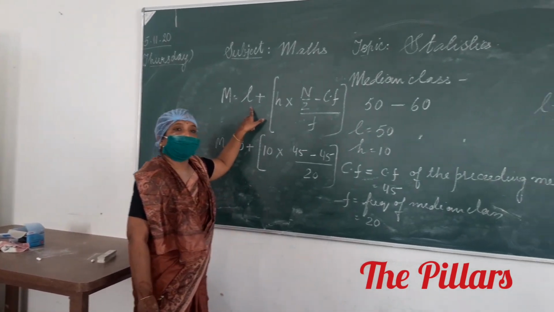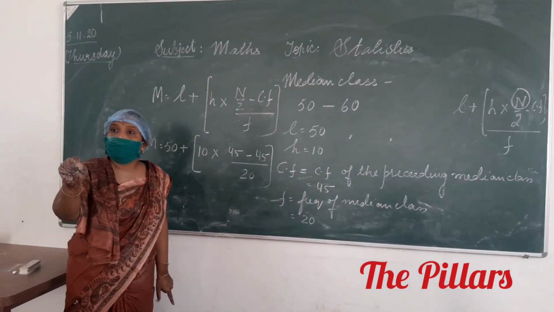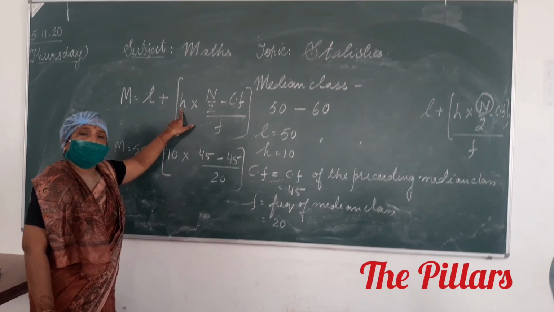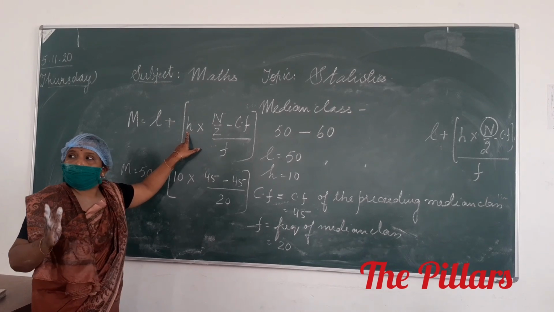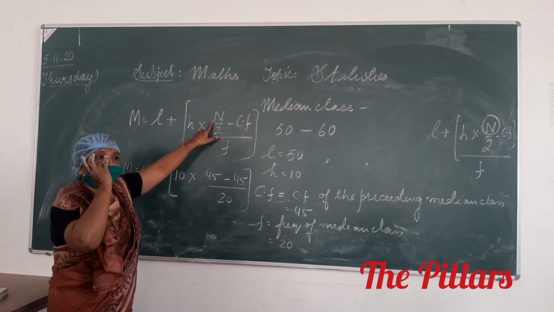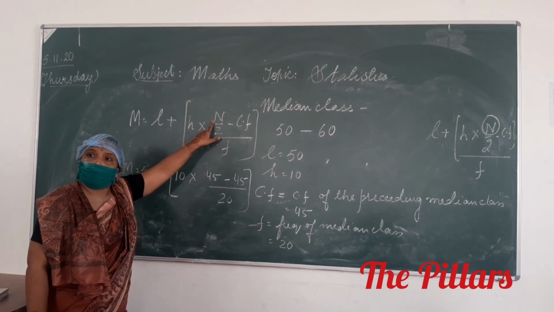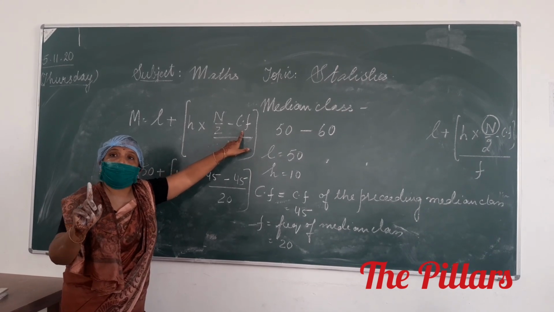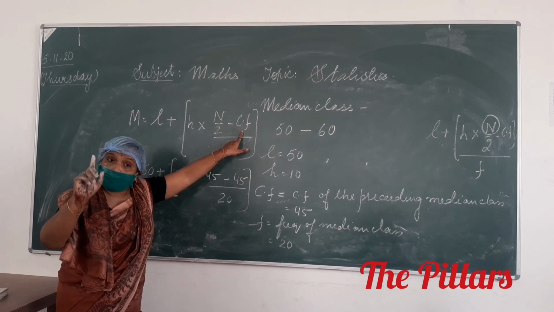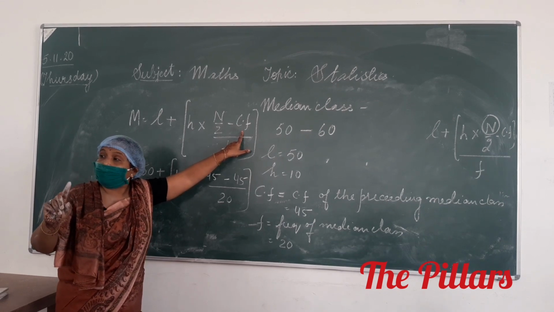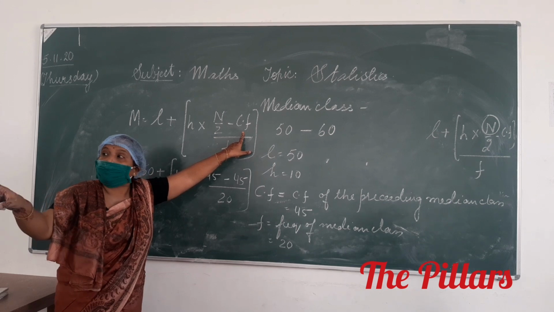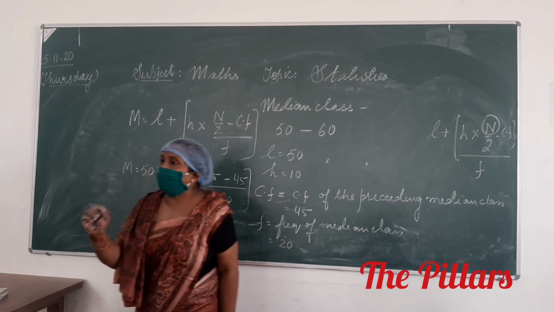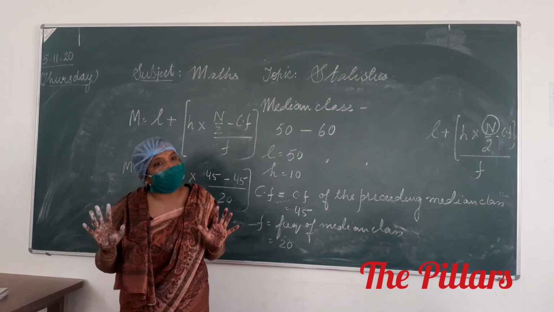What does this L stand for? Lower limit of the median class. Very good. What does this H stand for? Class size. What is the meaning of class size? Upper limit minus lower limit. What does this N stand for? Sum of all frequencies. What is this CF? Cumulative frequency of the preceding class. Preceding class to what? Median class. Very good. And what does this F stand for? Frequency of the median class. Is it clear to everyone?